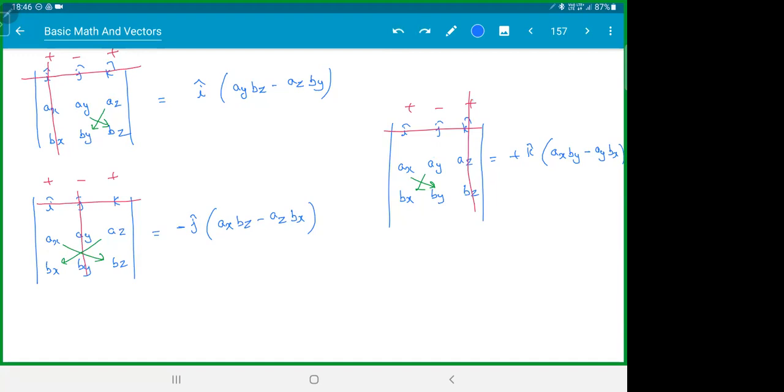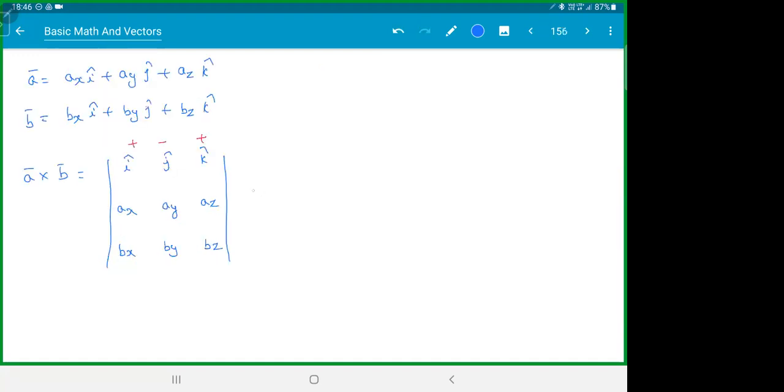So the final answer will look like what? I cap, this and this. So I'll take this matrix: AY, BZ minus AZ, BY, minus J cap. I'll take the second one, so that will be AX, BZ minus BX, AZ. Then I'll take the third one: AX, BY minus AY, BX. That's how you get a vector.